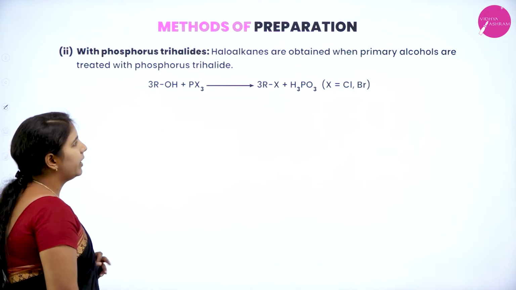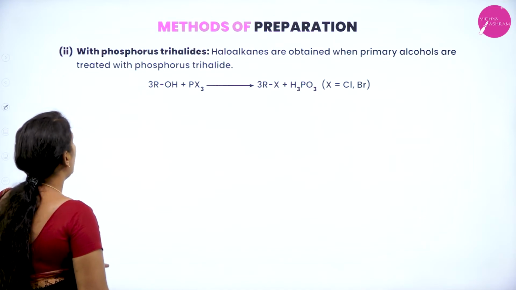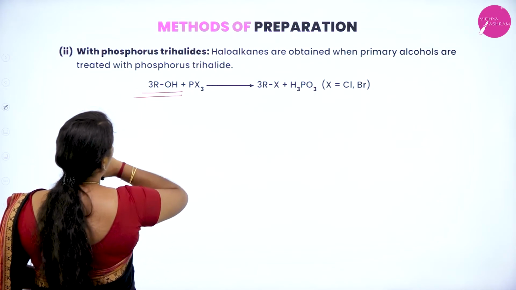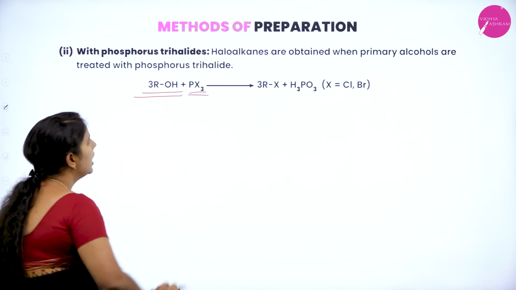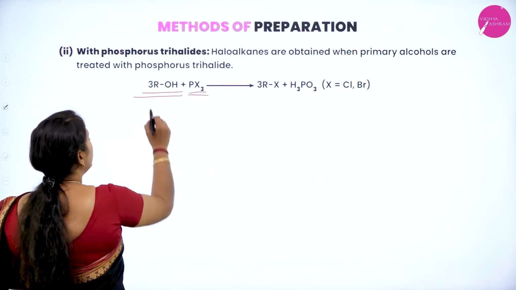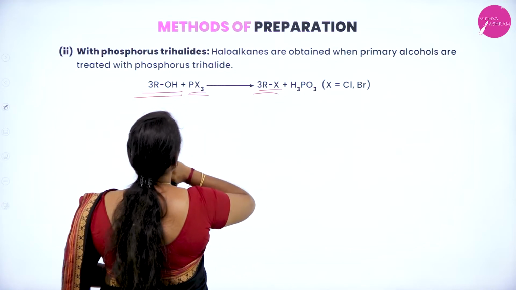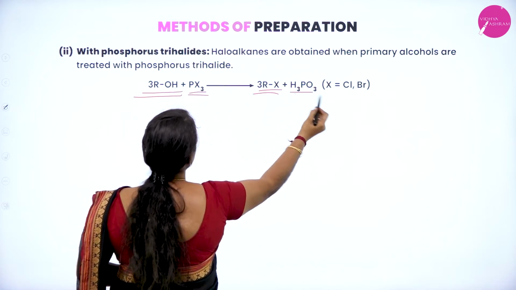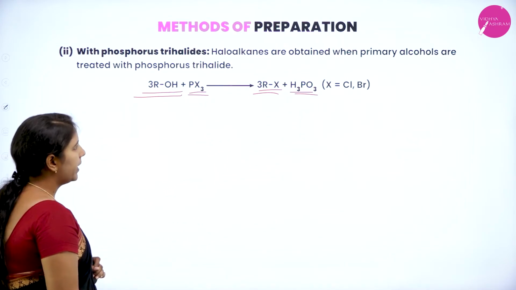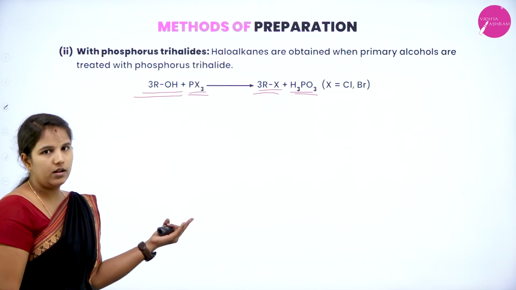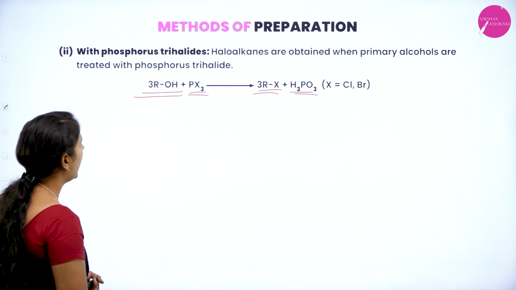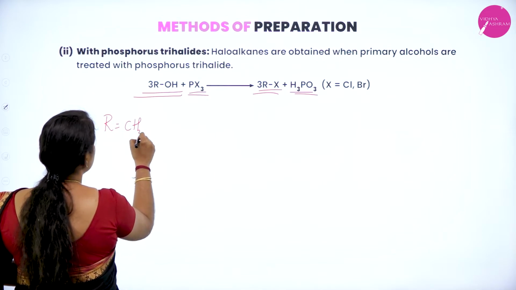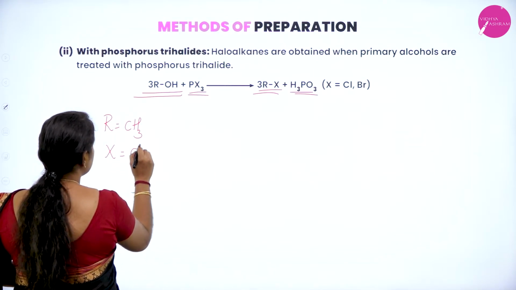Next, we'll see with the phosphorus trichloride. So haloalkanes are obtained when a primary alcohol has been treated with phosphorus trihalides. Okay, so this is ROH, an alcohol which has been treated with what? Phosphorus trihalide. Again, R combines with one more X to form RX, and the remaining H, because 3 H and O will be there, forms H3PO3, that is phosphorous acid, where halogen X can be replaced with chloro, bromo, iodo. So again I can rewrite one more example by taking R as CH3 and here X will be considered as Cl.